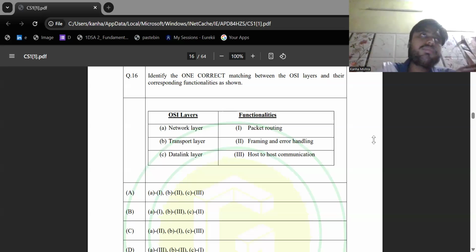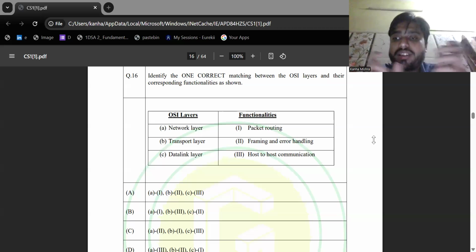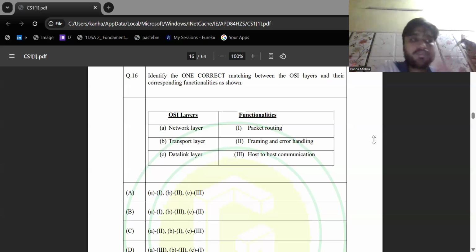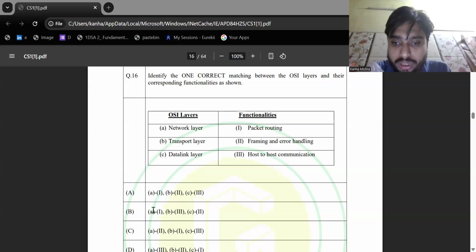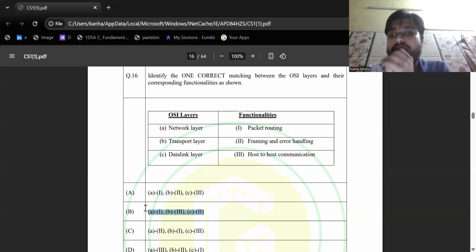For the transport layer, like you can see from the name, trans, it works in communication from one host to another host. How will we transport it? The transport layer does that. So A with one, B with three, and C with two. So A with one, B with three, C with two. So option B is the correct option.